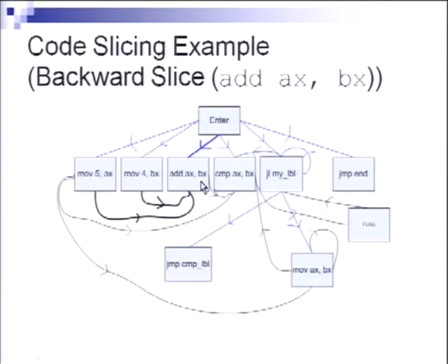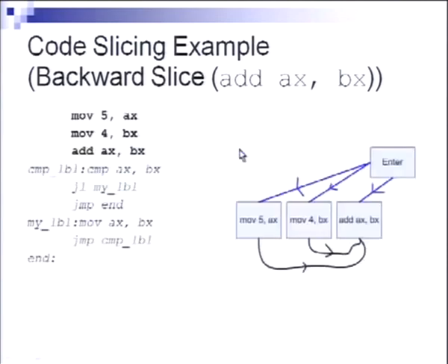So if we want to do a backward slice on add AX BX in this example, which is this particular node right here, first we follow all the edges backwards, and then in the next step, we do a backward slice of all the instructions that were reached from the previous step. Now we don't have anywhere else to go backwards from enter, so we can stop, and this is a backward code slice of add AX BX from this example. The bolded would be the actual slice itself.